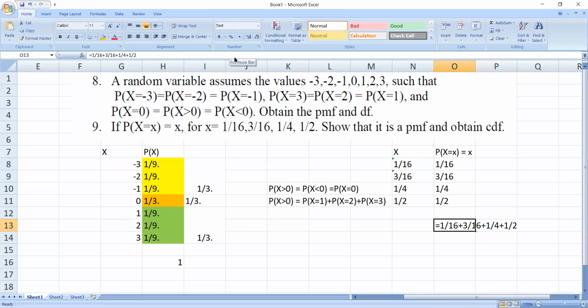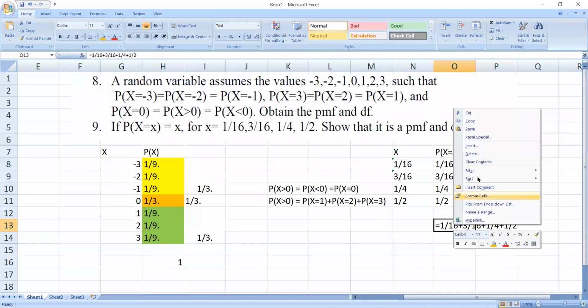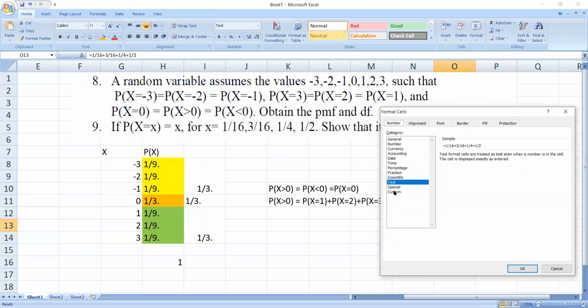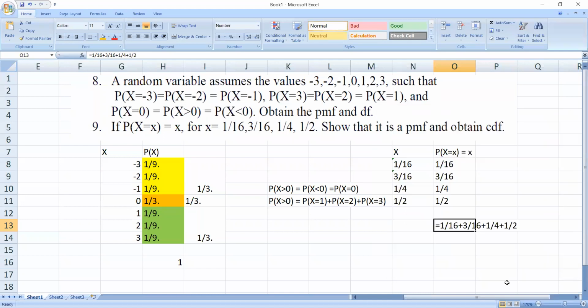So the total comes to 1. Therefore, it is a PMF. So it was very easy. Now compute f of x, the CDF or distribution function, that you can do. You know how to do it. So we'll move to the next problem.